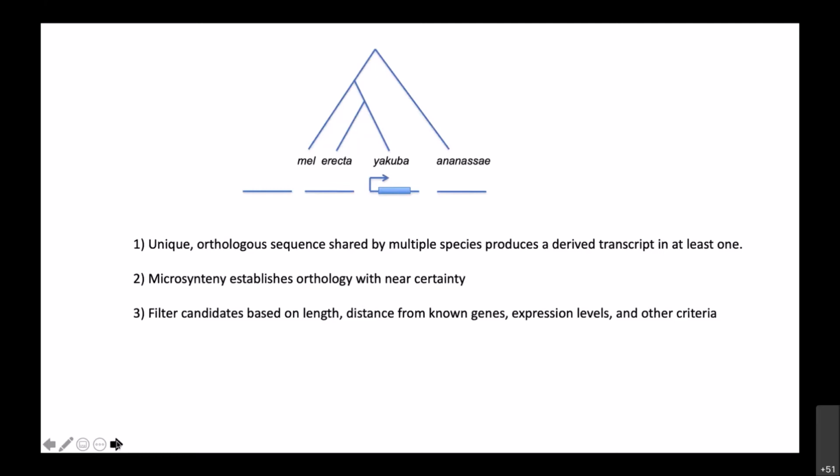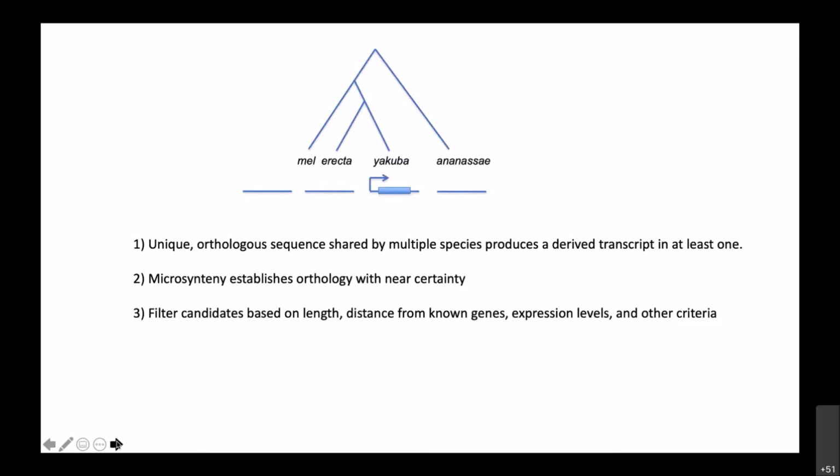Okay, so there's a couple of explanations for this phenomenon. One is that ancestrally this is a piece of intergenic DNA, and it has sort of acquired the status of a gene in Drosophila yakuba through the mechanism I just described, perhaps. Another possibility is that this gene was present in the ancestor but was lost 3 times. Lost in melanogaster, lost in erecta, lost in ananassae. That's consistent with the data as well.